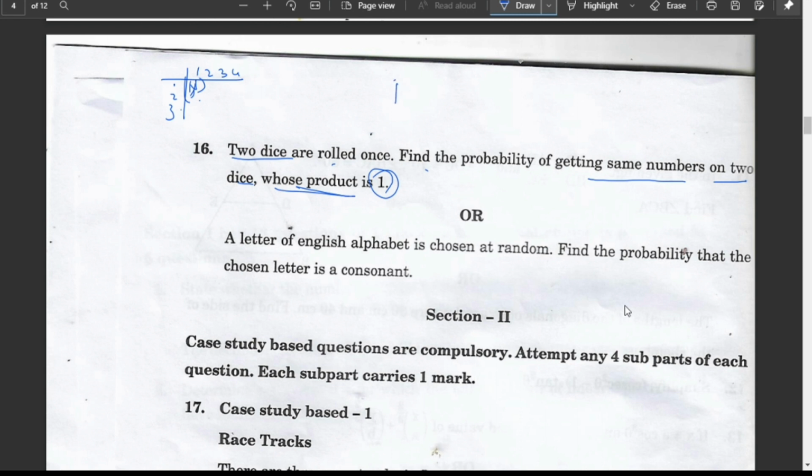So for the probability of the event, the number of favorable outcomes is 1, because if you take any other outcome, 2 comma 1, 2 into 1 it will be 2. So there's only one possibility of getting product 1 when two dice are rolled, that is 1 comma 1. Total number of outcomes remains the same, so the answer is 1 by 36.